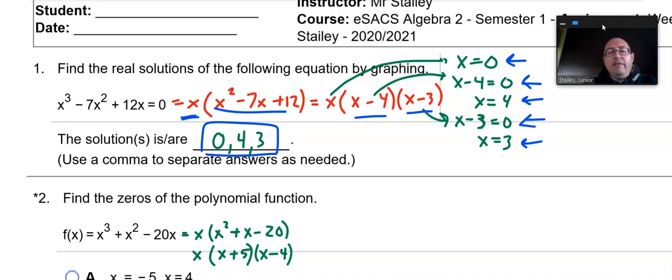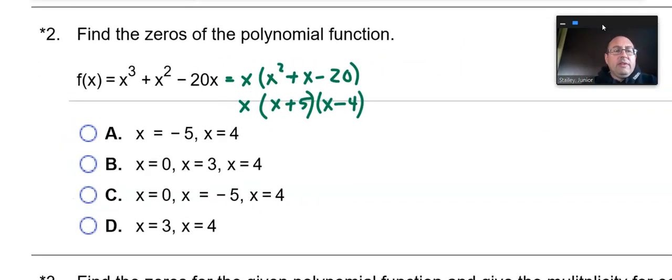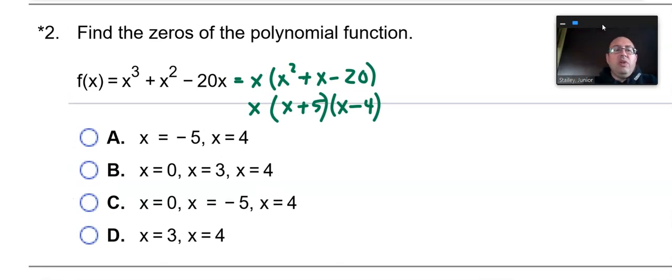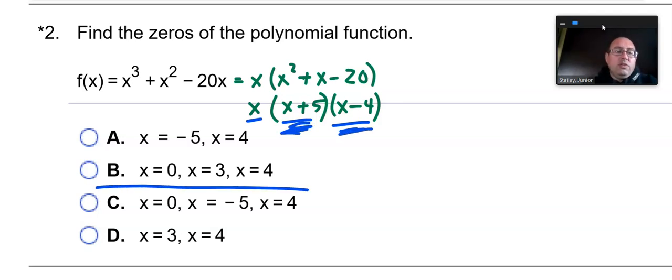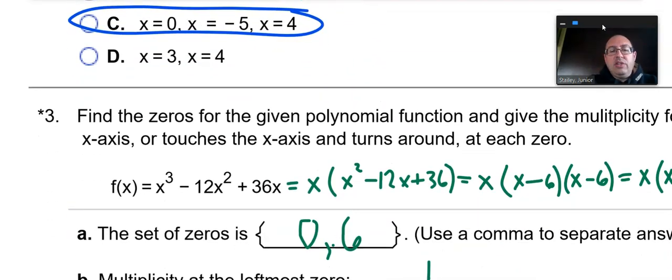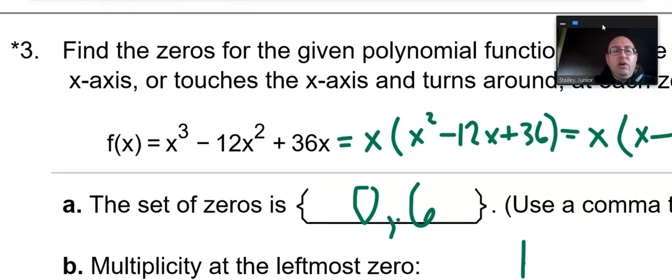Now, once you get good at that, obviously, you're just going to say 0, 4, and 3. You'll know what to do, okay? But that's the nuts and bolts of what we're really doing. Another, similar situation, pull out the x, and then factor it into the remaining parts, x plus 5, x minus 4. And then you can look at it and say, well, you got to have a 0, right? You got to have a negative 5, and you got to have a positive 4. 0, negative 5, positive 4, that would be letter choice C. So just go about factoring those, pull out the GCF, and then continue on.